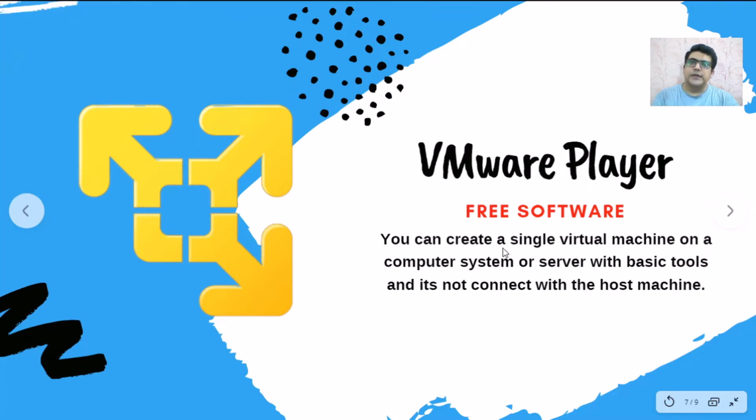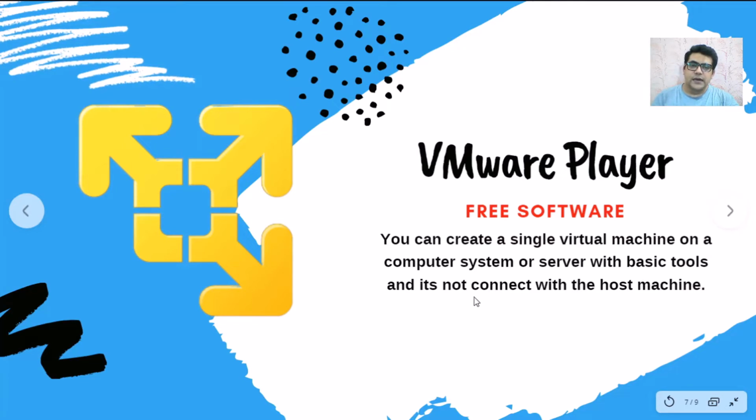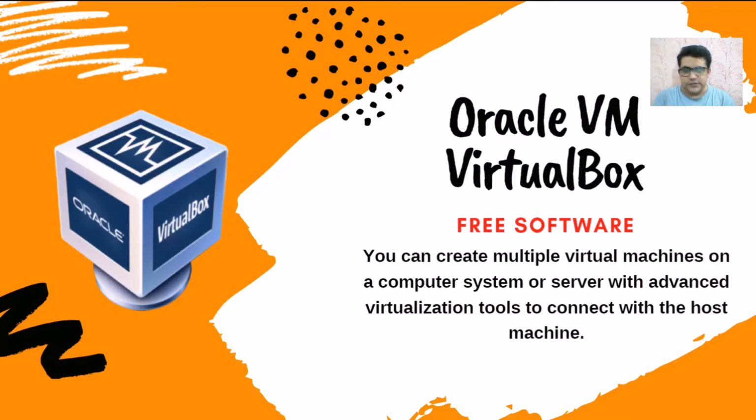So you can create a single virtual machine on a computer system or server machine with basic tools, and it's not connected with the host machine. So there are actually two separate machines on your computer system. One is your host machine. For example, you're working on Windows, so you have Windows as your host machine, and the second is the virtual machine, the VM with Ubuntu or any other operating system, but they are not actually connected with each other.